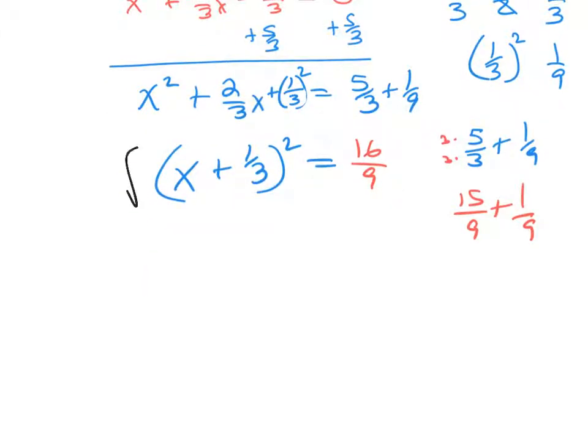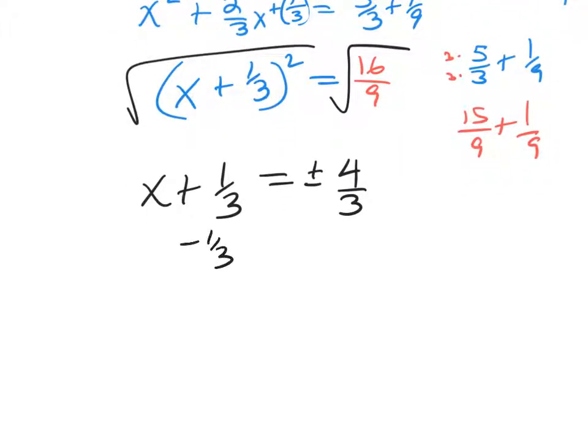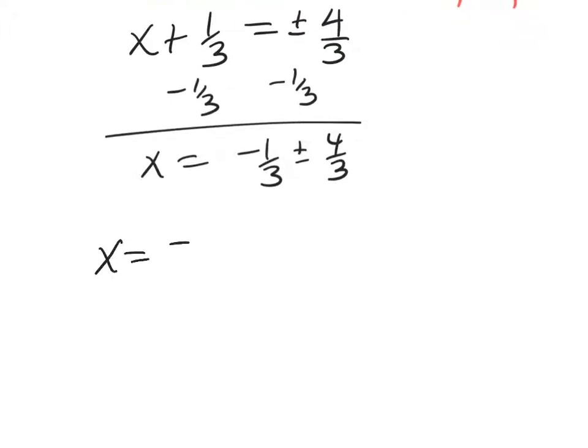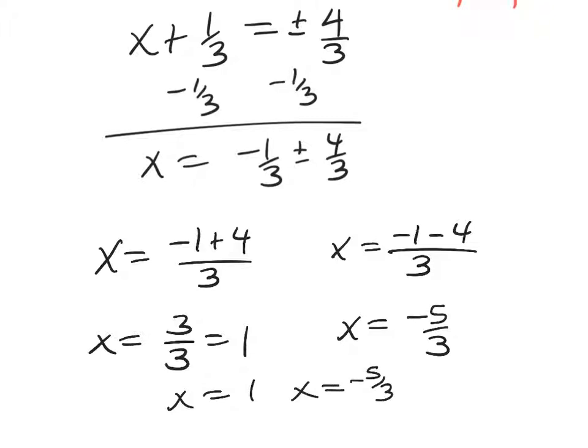I now apply the square root method. X plus 1/3 is equal to, these are both perfect squares, so this would become 4/3 plus or minus. And now I would just move the 1/3 over. So minus 1/3, x equals negative 1/3 plus or minus 4/3. Again, my radical disappeared. I need to figure out what these two solutions are. So x is equal to negative 1 plus 4/3, and x is equal to negative 1 minus 4/3. This becomes 3/3. So my x equals 1, and over here, x equals negative 5/3. So my two solutions are 1 and negative 5/3.